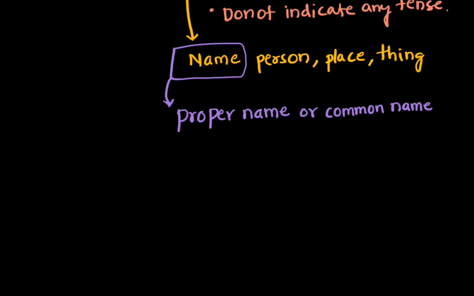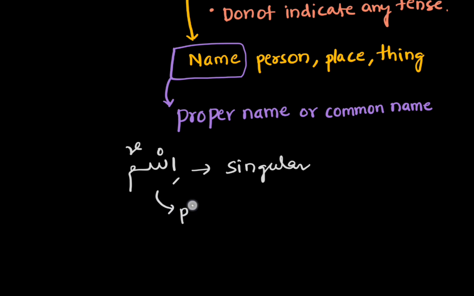As said earlier, noun in Arabic is known as ismun. So ismun is a word in singular. That is, ismun means singular. And the plural form of ism is asma'un.